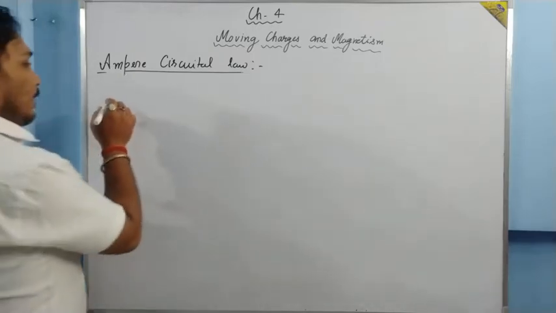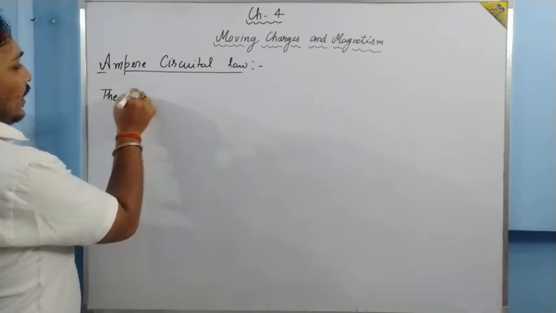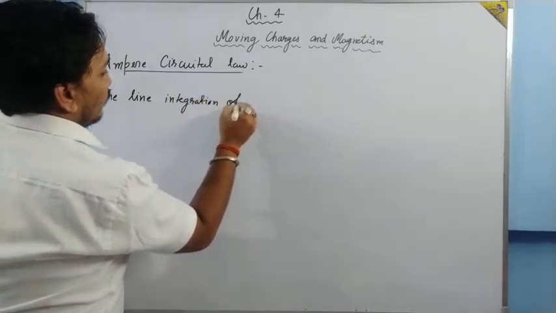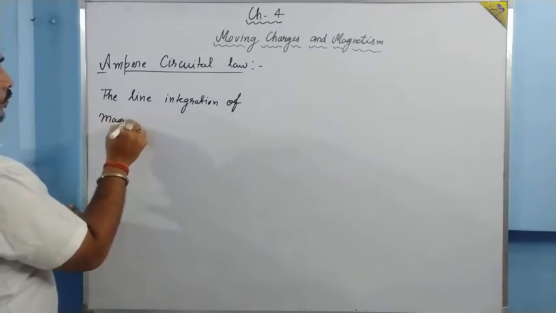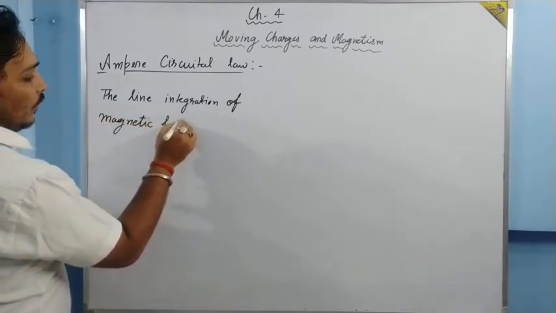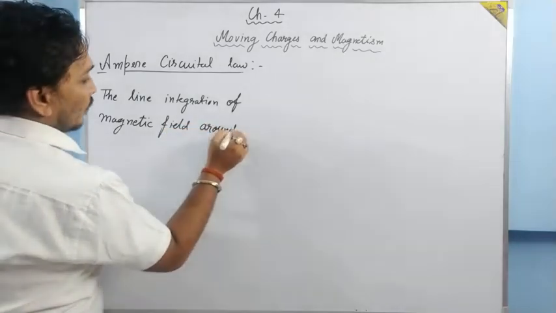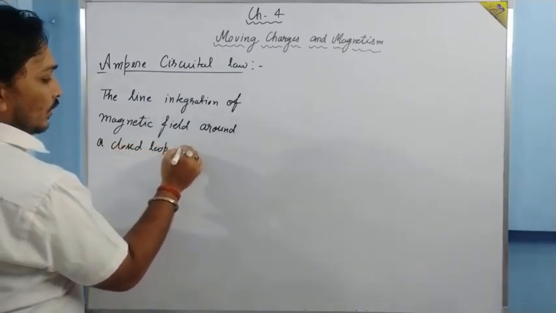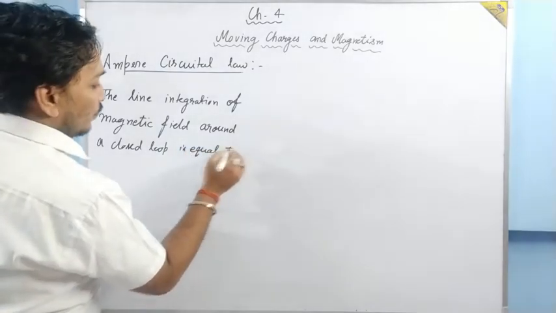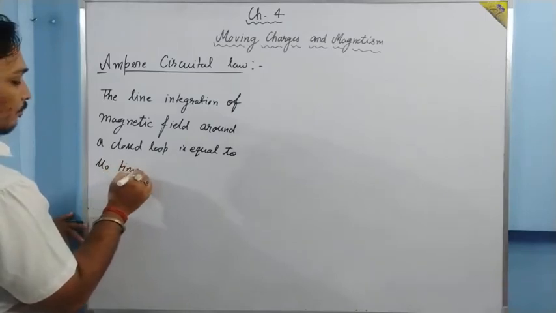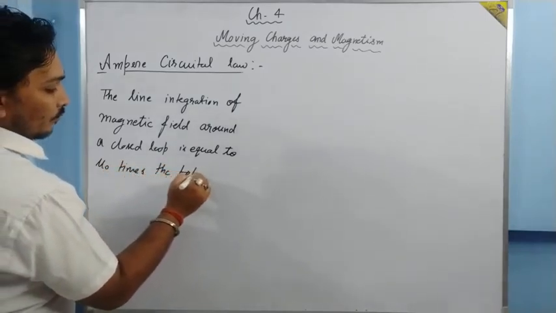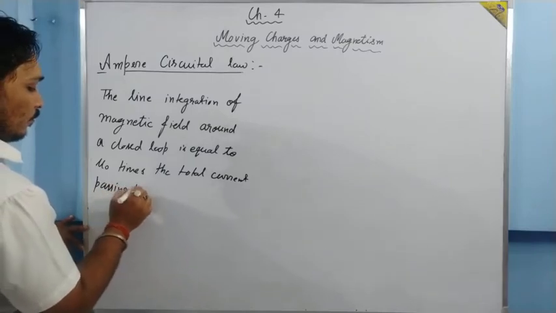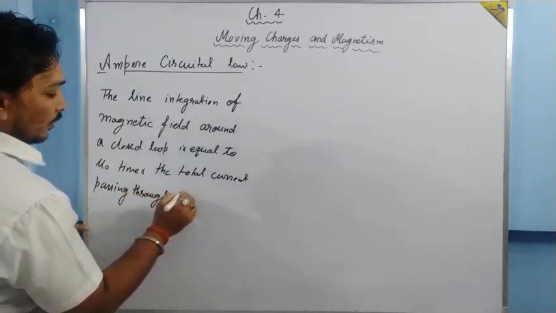Ampere circuital law, what does it state? It states that the line integration of magnetic field around a closed loop is equal to mu naught times the total current passing through that loop.